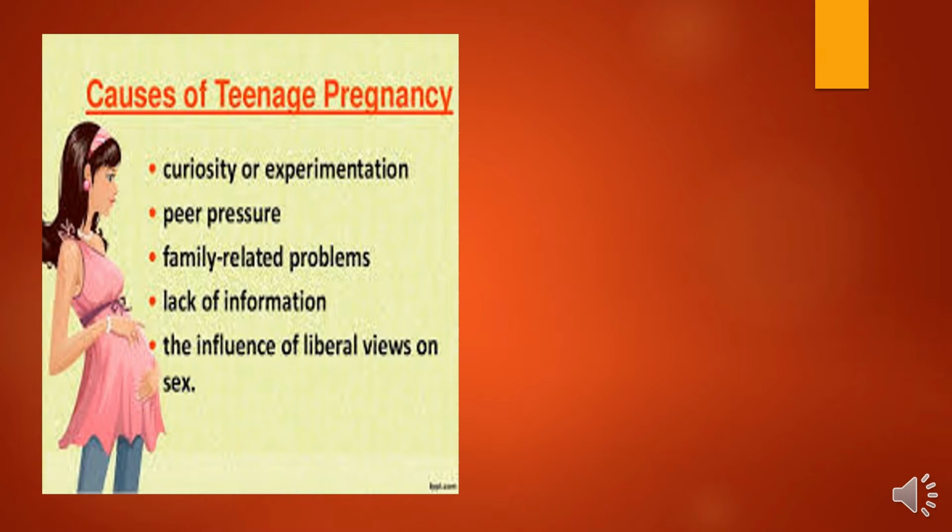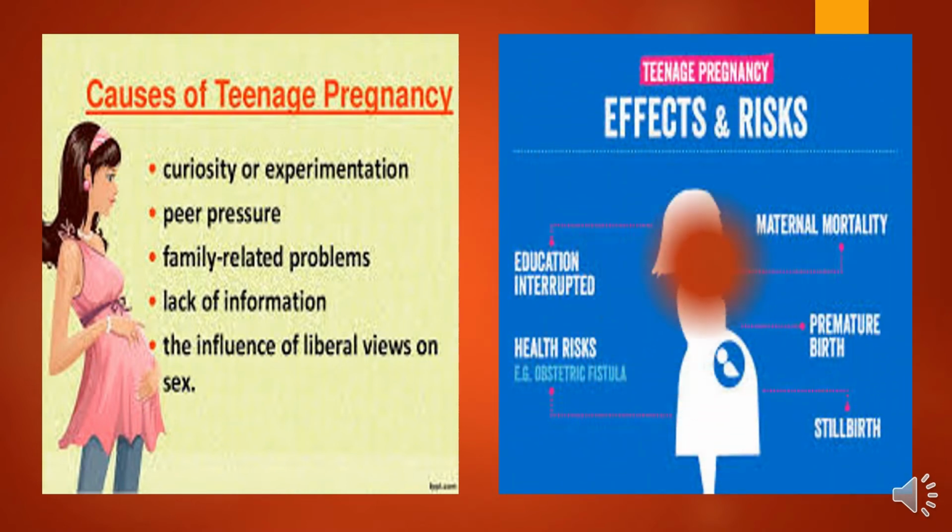But before we go further, I want you to look at the pictures about teenage pregnancy. There are stated causes and effects shown here. For causes of teenage pregnancy, we have curiosity or experimentation, peer pressure, family-related problems, lack of information, the influence of liberal views on sex. For effects, we have education interrupted, health risk, maternal mortality, premature birth, and stillbirth.